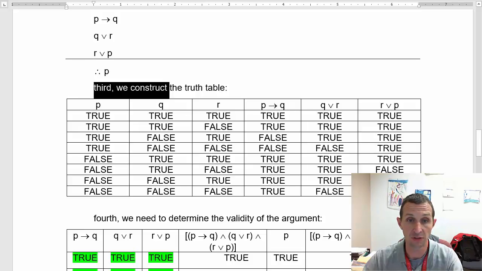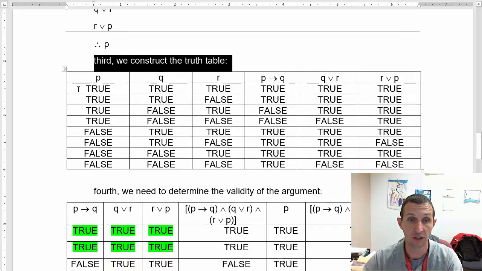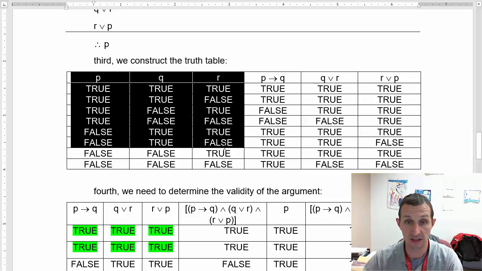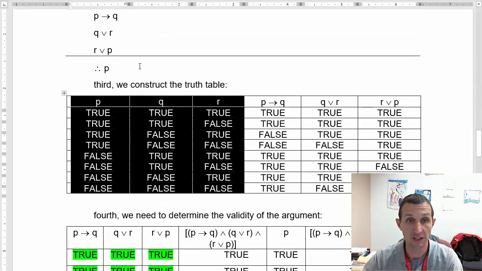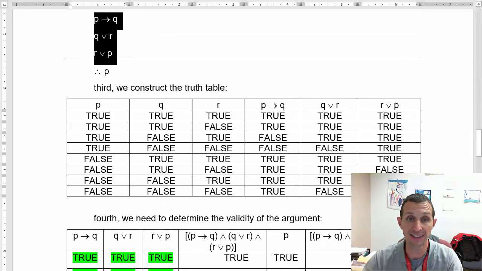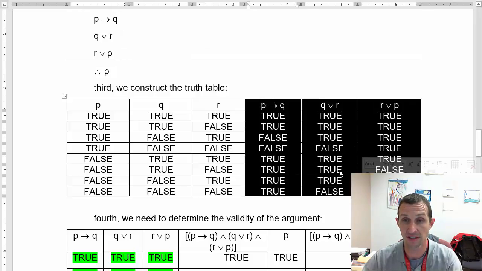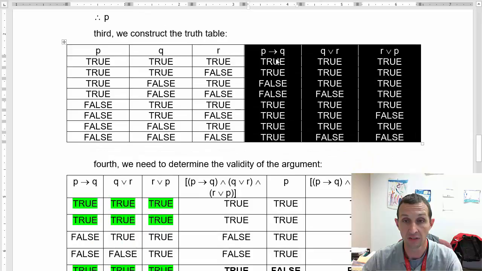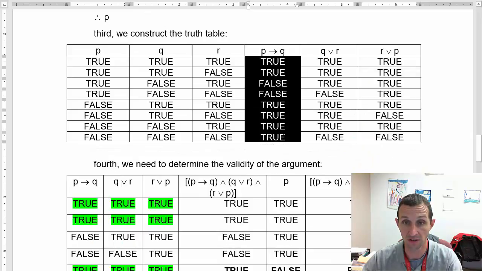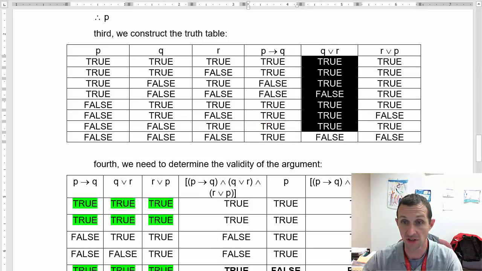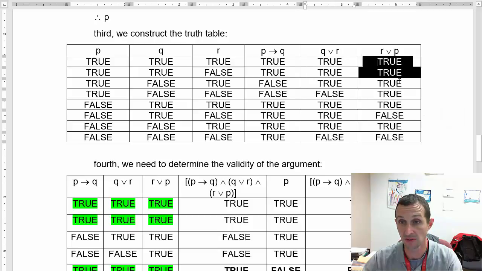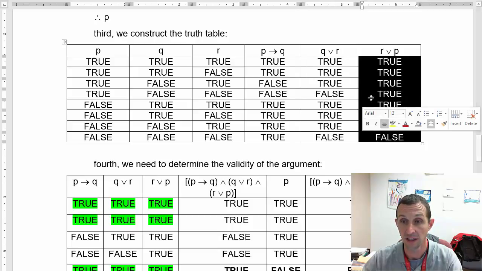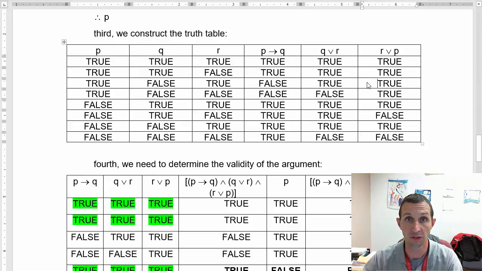So the third thing that we do is we construct the truth table. And so here is my standard 3. And then what I did was, I don't have any negations or anything, so I just made each of the 3 premises in this column right here. And so you'll see I use the conditional, I use the disjunctive, and I use the disjunctive again, and you'll see it follows the very familiar pattern. So I would just fill those in with the rules.